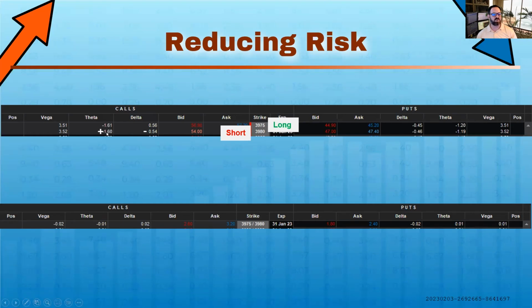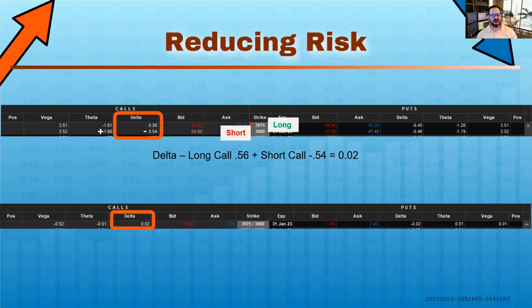And what happened when we went short is we flipped the operators here. So instead of a negative 160 theta, now we made a positive. And the delta went from a positive 0.54 to a negative 0.54. So we're basically combining those two. We bought the 75 and sold the 80, and our overall delta now is 0.02. So that means we have almost no directional exposure. It doesn't really matter if the price goes up or down, because for every $1 the security moves, we're only going to make 2 cents.